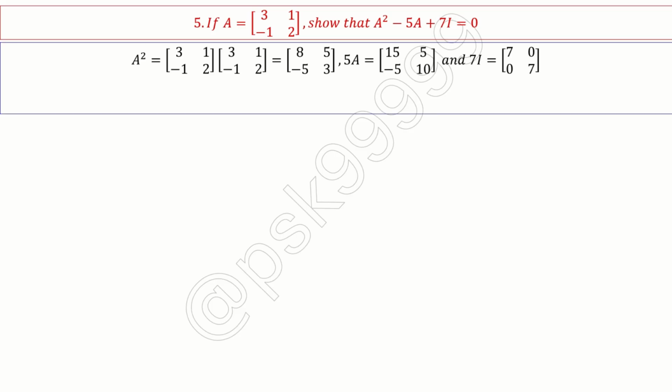A is given. We have to just show that A square minus 5A plus 7A equal to 0. We have done a similar problem in the other exercises, so you can do it yourself. Okay.